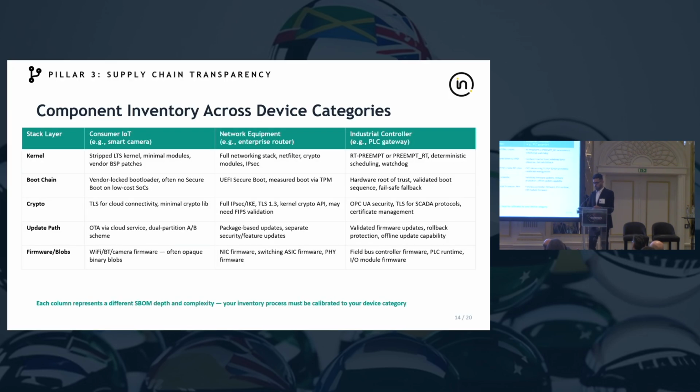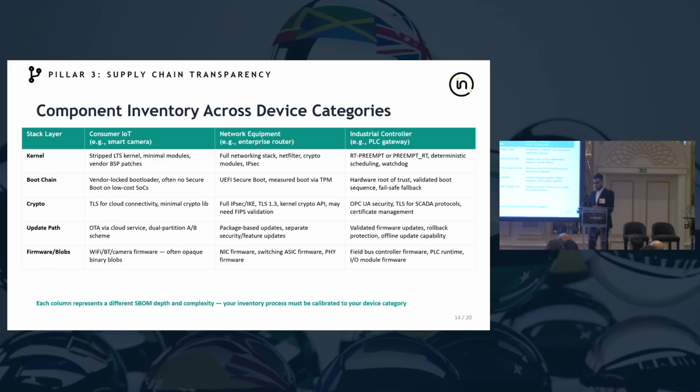This kind of shows why a one-size-fits-all approach fails. So I've tried to classify three different kinds of classes. One is your consumer IoT, which runs a stripped LTS kernel, a network router, which runs a full Linux stack, and an industrial controller, which might be running a PREEMPT_RT kernel for your real-time scheduling.